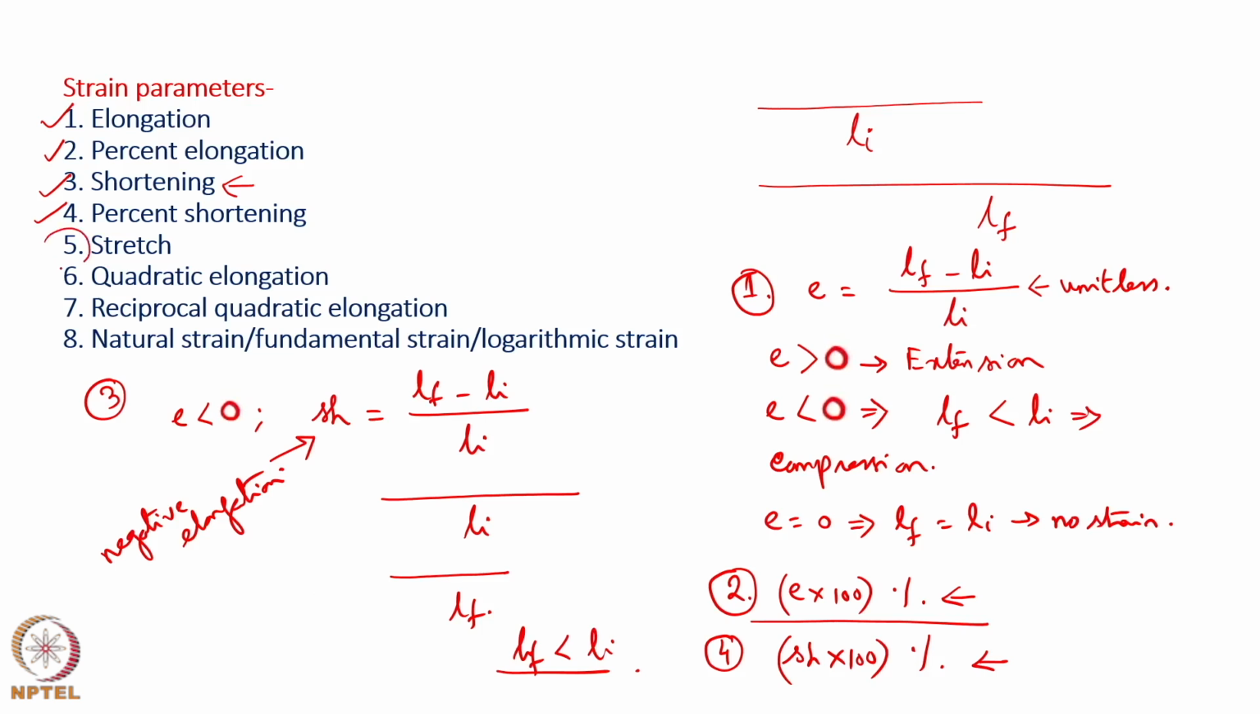What is stretch? Consider the line length initially L initial and then this is L final. Stretch S is given by length final by length initial, which is equal to e plus 1. Final length divided by the initial length. Since length is divided by length, S has no unit.